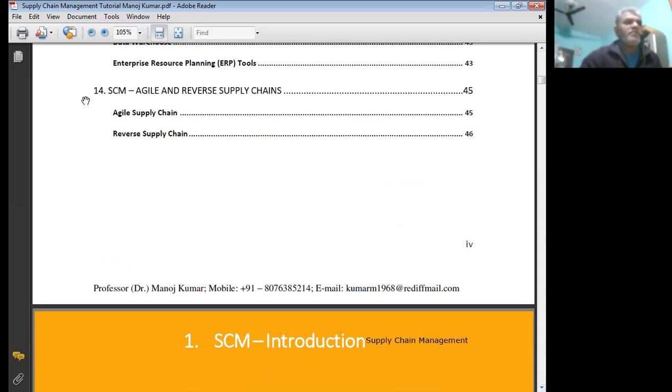Then supply chain management: agile and reverse supply chain. What is the agile supply chain? What is the reverse supply chain? This is the area of research of the professor.